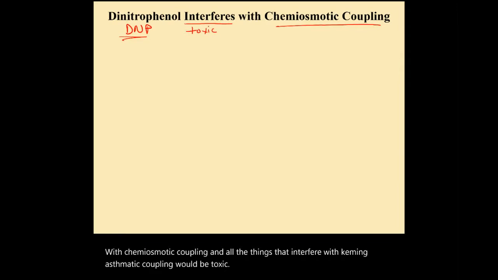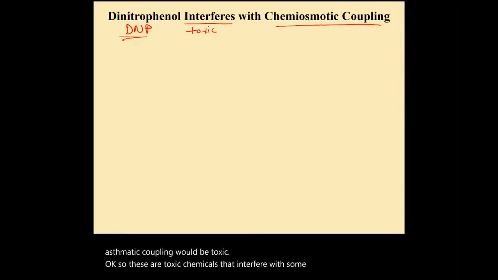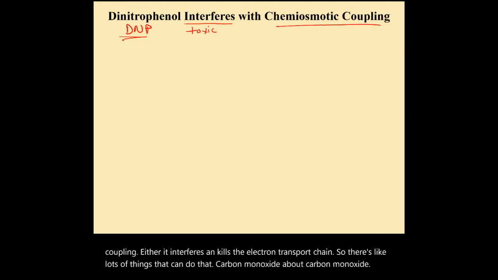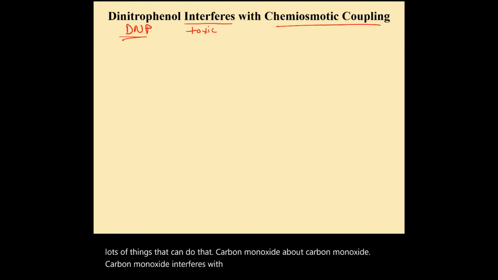Okay, so these are toxic chemicals that interfere with some step of chemiosmotic coupling. Either it interferes and kills the electron transport chain. There are lots of things that can do that, like carbon monoxide. You know about carbon monoxide? Carbon monoxide interferes with chemiosmotic coupling because it interferes with the last step of the electron transport chain, right? Cyanide interferes with the electron transport chain, okay?